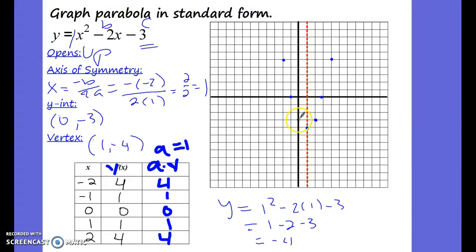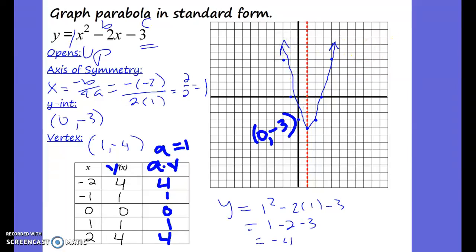Okay, notice how one of our points ends up being that (0, negative 3), which is the same as our y-intercept from our graph. So you can see that the points do match up. It's just instead of plugging those numbers in, we're taking this shortcut. And that is how we are going to graph our quadratics in standard form.